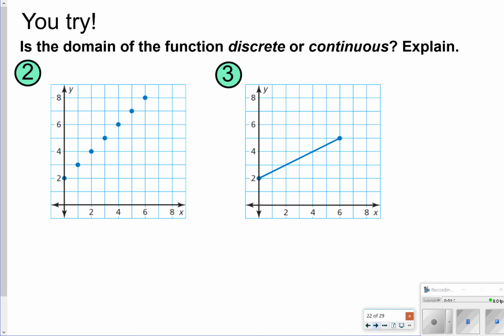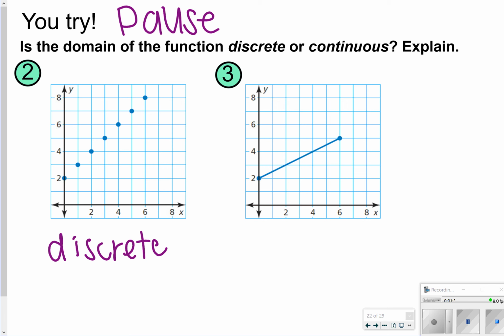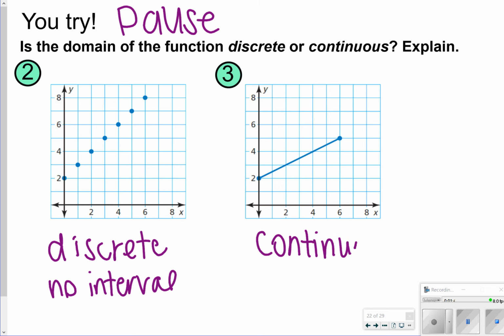Here are a few that you're going to try. So let's go ahead and pause so you can try 2 and 3. And once you're done, click play. So again, number 2 is discrete because there are specific numbers and there is no interval. Whereas number 3 is continuous. And that one would be because there is an interval here.